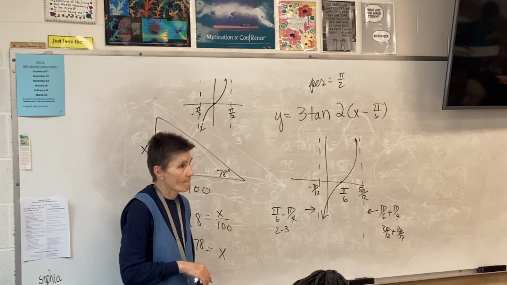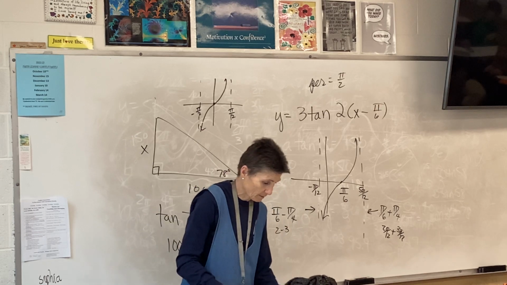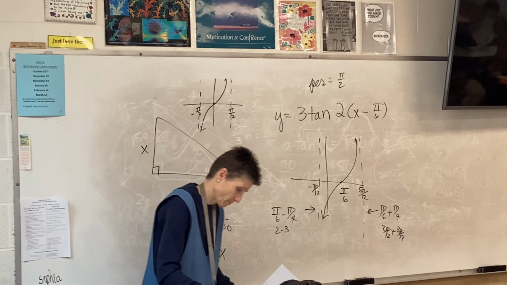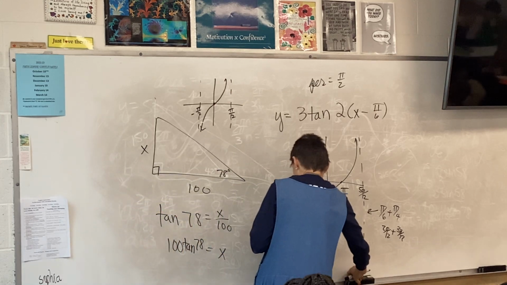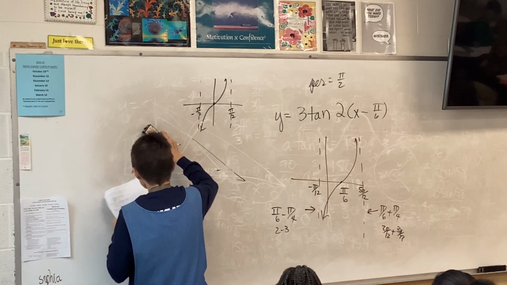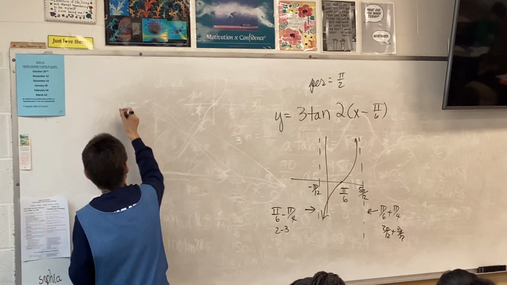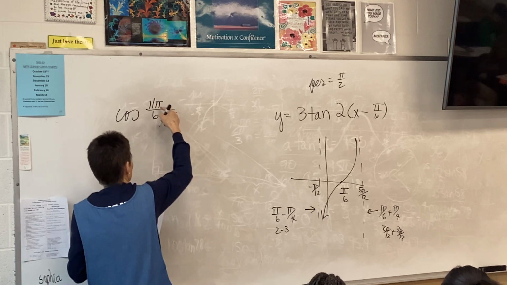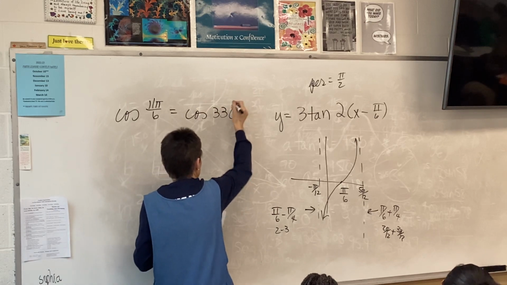Number 5 on the Christmas gift worksheet. Cosine of 11 pi over 6. Exact means no calculator. So what's probably the first thing you're going to do with the cosine of 11 pi over 6? Change it to degrees. So put 180 in there, and that's going to be the cosine of 330.